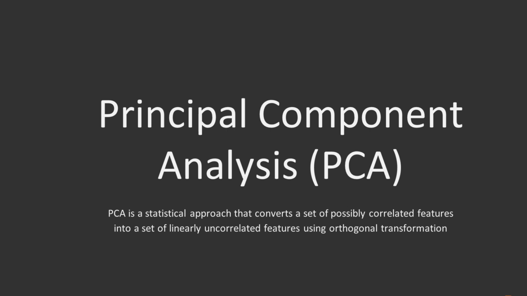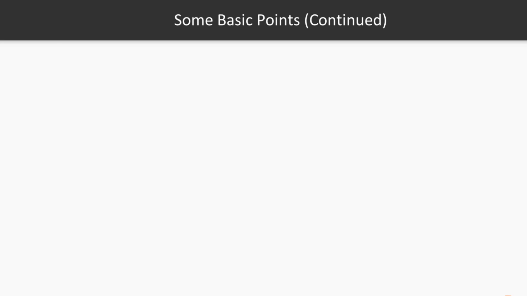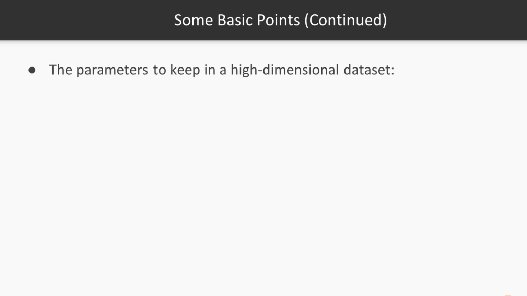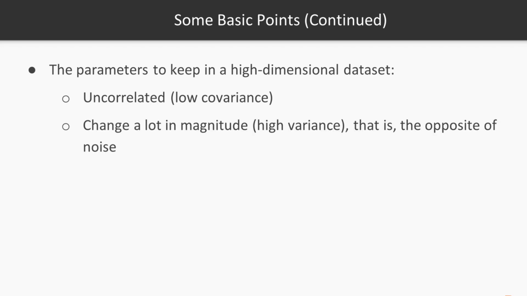So let's see what principal component analysis is. PCA is a statistical approach that converts a set of possibly correlated features into a set of linearly uncorrelated features using orthogonal transformation. In other words, we would like to find the most important features using PCA. The parameters that we would like to keep in a high-dimensional dataset are the ones that are uncorrelated, which means that they show low covariance, and the ones that change a lot in magnitude, which show that they have high variance. Since they have big magnitude, they are the opposite of the noise.